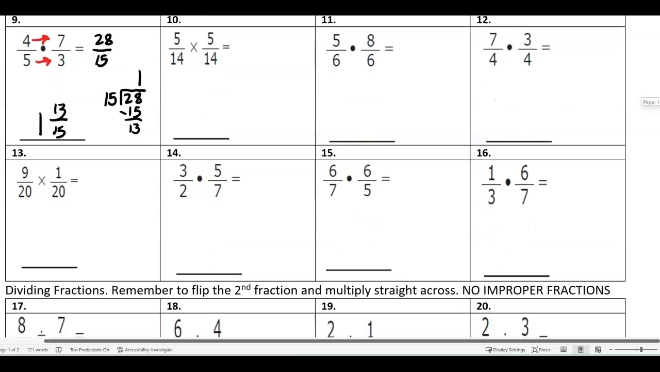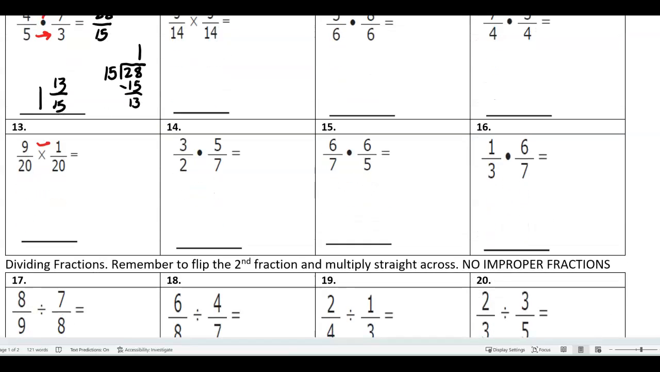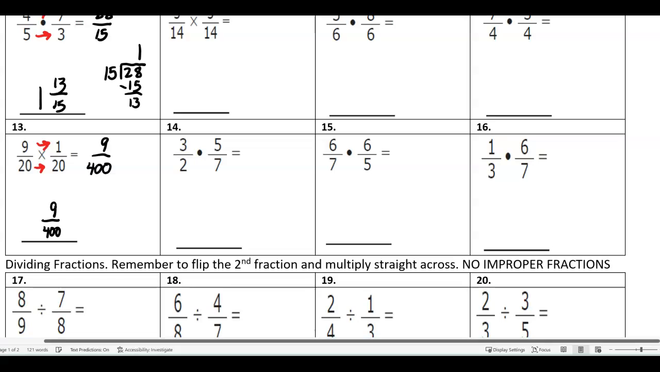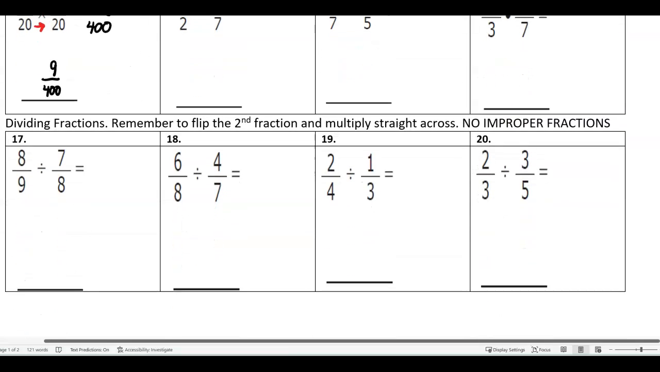Let's do one more on that one. So I do 9 times 1, 20 times 20. 9 times 1 is 9. 20 times 20 is 400. It's not 40. You don't just keep the 20. 20 times 20 is 400. And this is totally simplified. You're done, right? There's nothing that you can divide them by. That's a proper fraction.